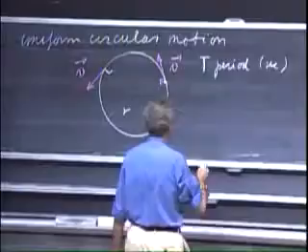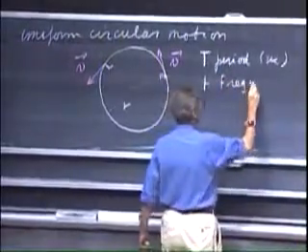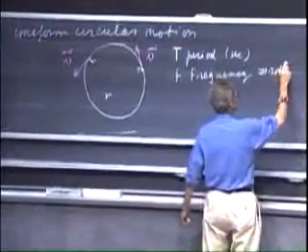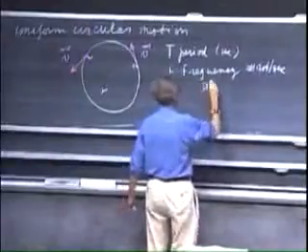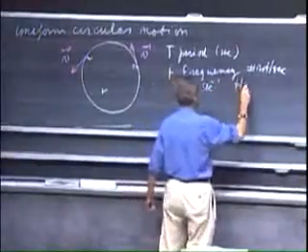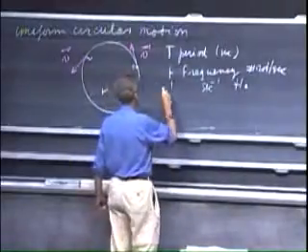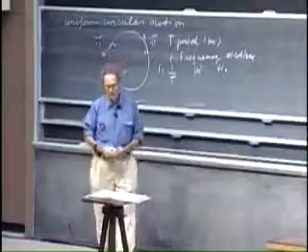We introduce the frequency f, which is the number of rotations per second. And so the units are either second minus 1, or as most physicists would call it, hertz. And so frequency is 1 divided by T.